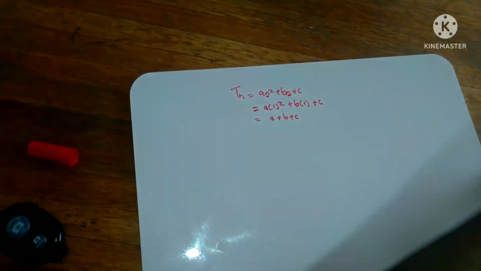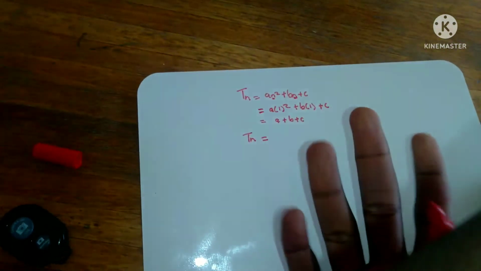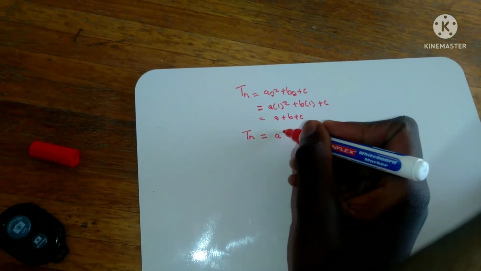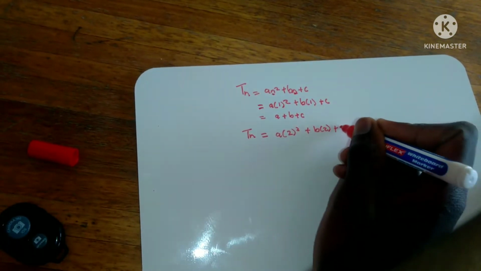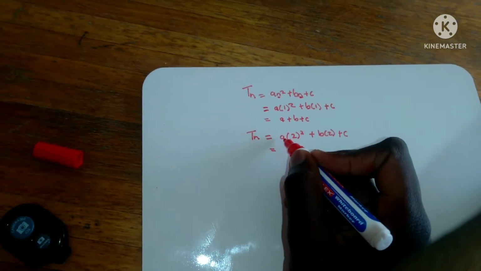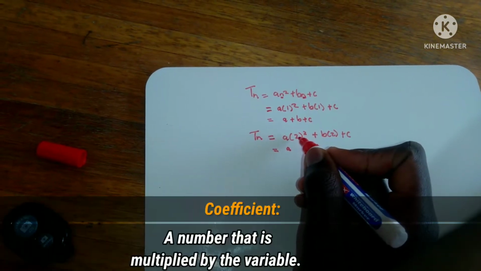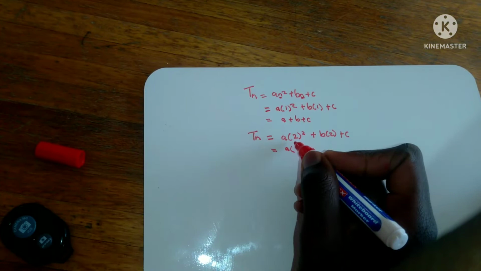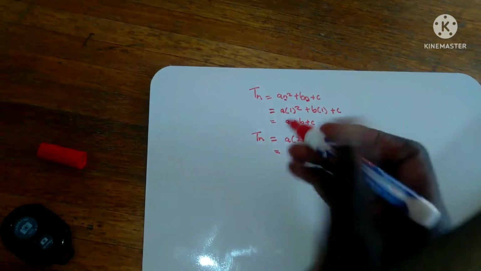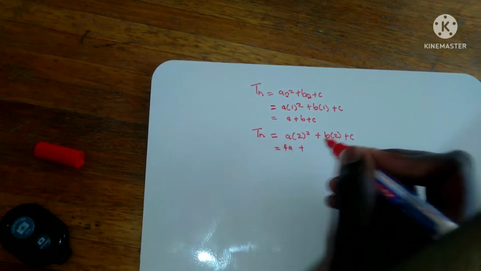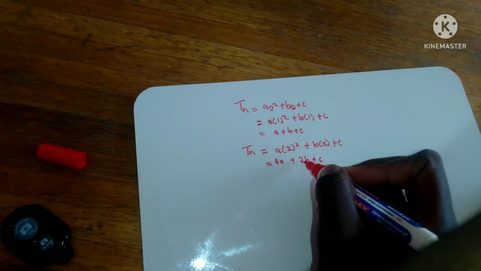Okay, in order to get to the next one, you must have at least four terms here. So here we can substitute with term 2: a times 2 squared plus b multiplied by 2 plus c. Here a will represent the coefficient of the nth term. So here we can say 2 squared is equal to 4, so we actually have 4a plus 2b plus c, because b multiplied by 2 is 2b.